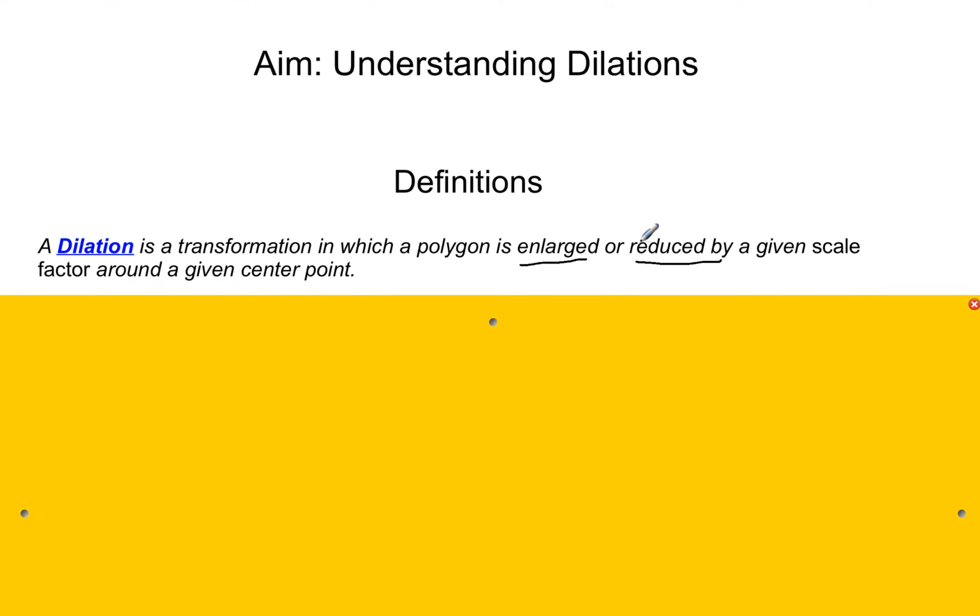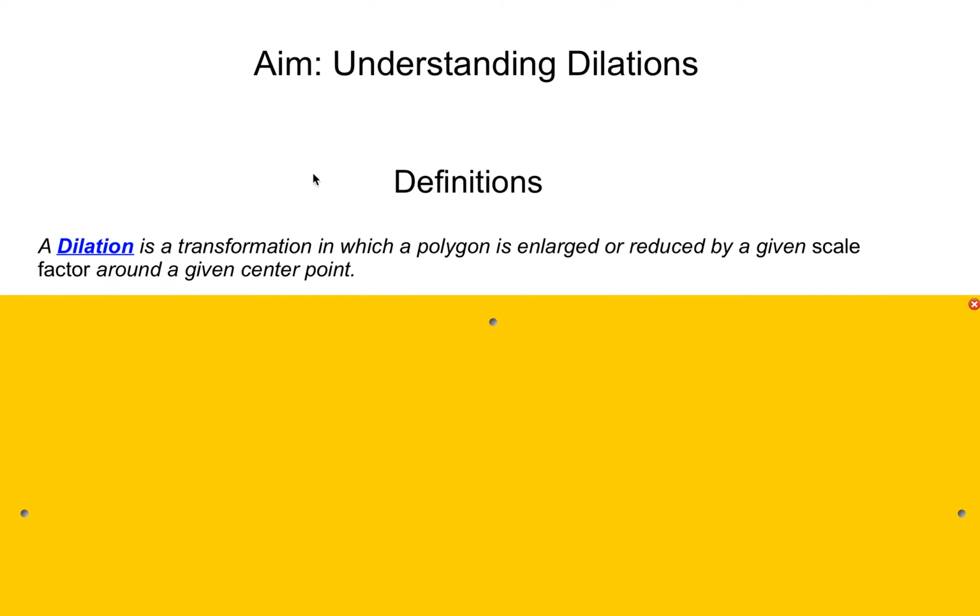By the way, all this needs to be written down in your notes. You need to have all these definitions down, and I'll let you know what other screens need to be written down in the notes section of your binder. Okay, so a dilation is a transformation in which a polygon is either enlarged or reduced.